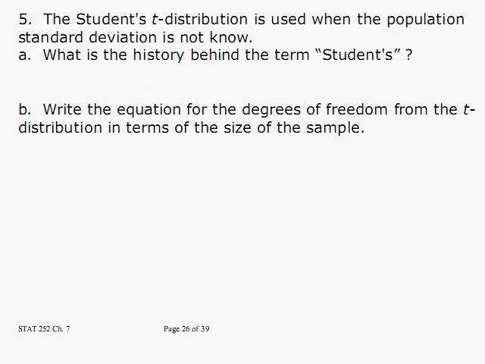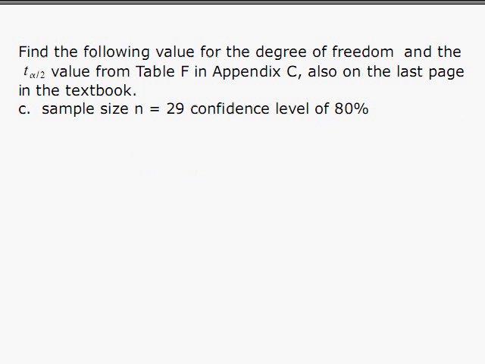And now you should be able to do some of the homework. I asked you also to look up the history behind the term student's. Why is it called student's? Kind of interesting. You can look that up. Write the equation for the degrees of freedom in terms of the sample size. Well, degrees of freedom is the sample size minus 1. That's easy enough. Then there were a few problems to find the t alpha over 2 values, looking in Table F in Appendix C or on the last page of the textbook.